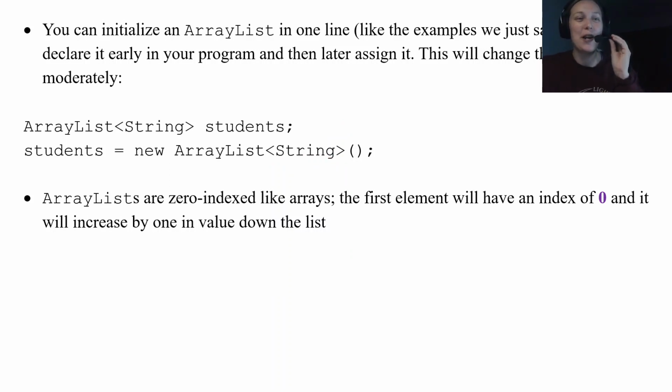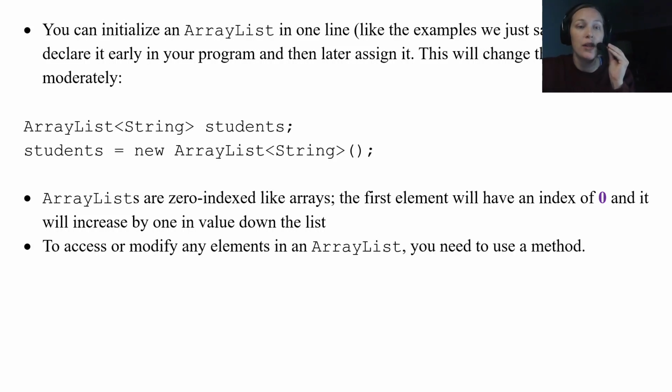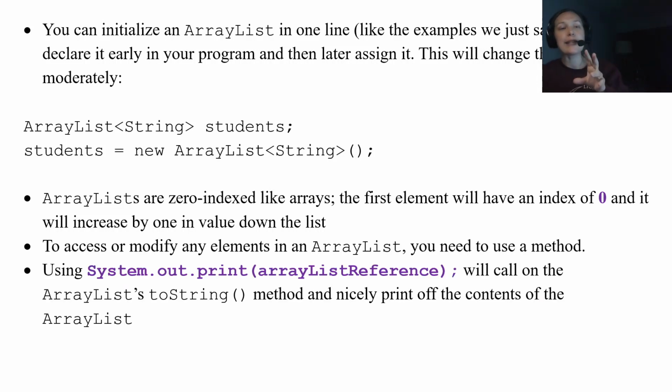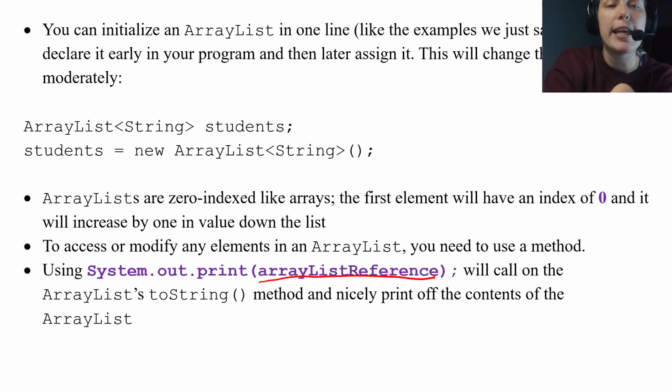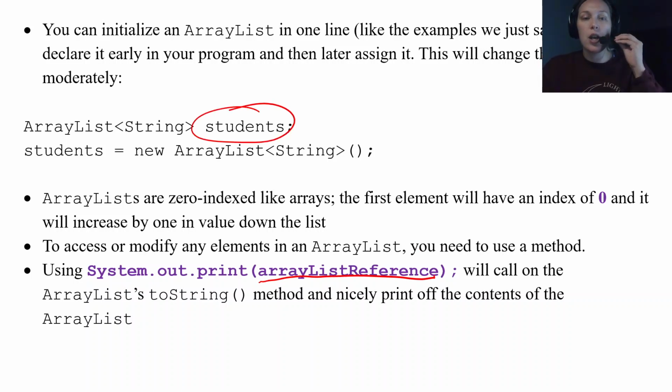And then just to finish up here, ArrayLists are zero-indexed like arrays. So it starts at index 0 and it increases by 1 in value as you move down the list. To access or modify elements, we're going to use methods, which we'll learn about in the next lesson. And the last thing here, if you use System.out.print with the ArrayList reference, in this case students, it'll call the ArrayList toString method and nicely print off the contents of the ArrayList. So that's another benefit of using an ArrayList: it has a toString method that automatically prints off the contents. We don't actually have to use a loop to do that, although we could, and we'll see that, but that's another nice thing.